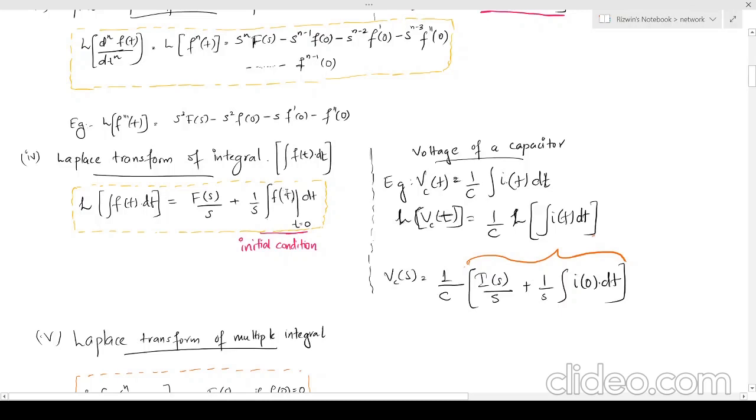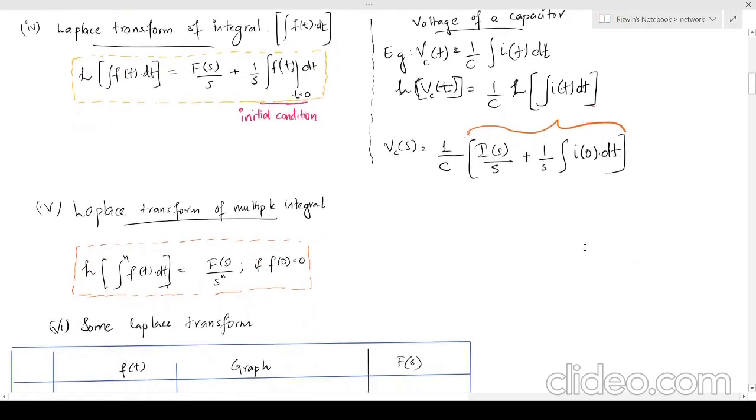Now let's see how it is in network theory. The voltage of a capacitor, as you all know, Vc(t) is equal to 1 by C integral i dt. When we take the Laplace transform, Laplace of Vc(t) becomes Vc(s), and that is equal to 1 by C. Now Laplace of integral i dt comes to be I(s) by s plus 1 by s integral i(0) dt. As we discussed earlier, for the nth order of differential, there will be a multiple integral situation.